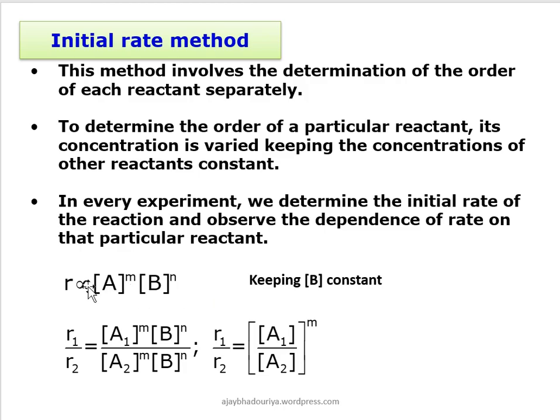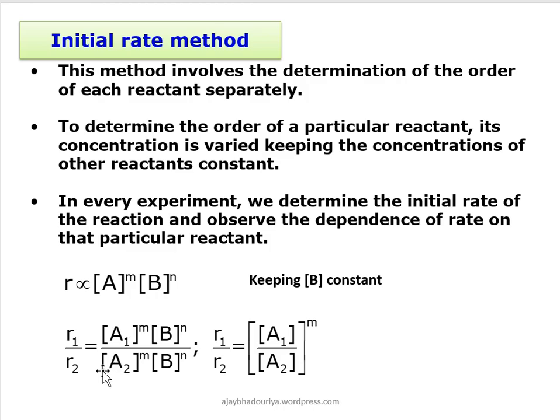So in this equation, R is directly proportional to concentration of A raised to the power of m, concentration of B raised to the power of n. We will form the two equations. In the one equation, we keep the constant value of B. If we keep this value constant, then the equation will become R1 is equal to A1 concentration to the power of m, B raised to the power of n.